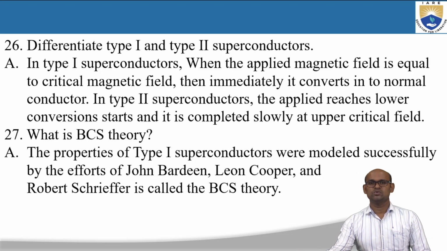Define type 1 and type 2 superconductors. In type 1 superconductors, when the magnetic field is equal to the critical field, then immediately it converts to a normal conductor.